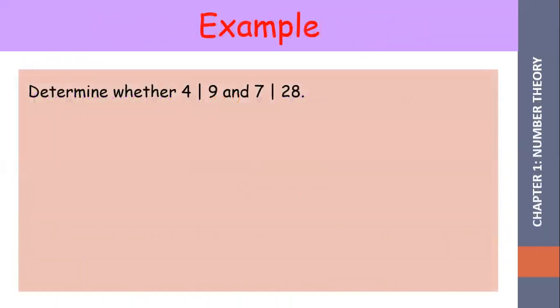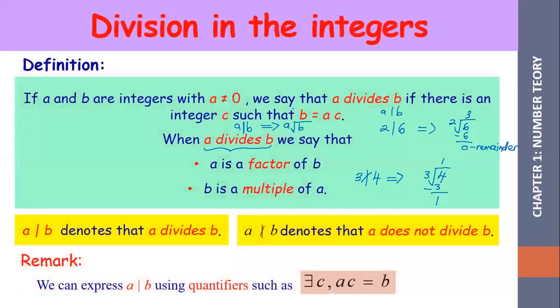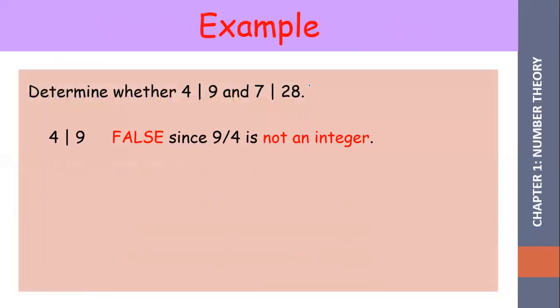Okay, so for example, determine whether 4 divides 9 and 7 divides 28. Is 4 divide 9? 4 does not divide 9, since 9 over 4 is not an integer lah. Apa maksud not an integer? 9 divided by 4, we got 2 remainder 1. So here, not an integer.